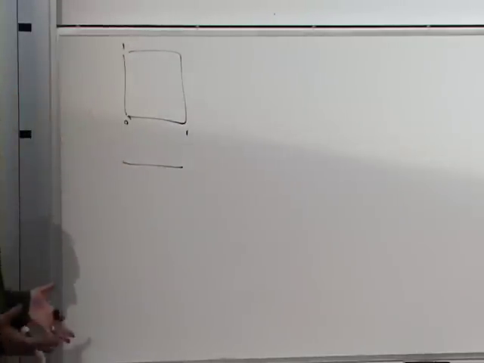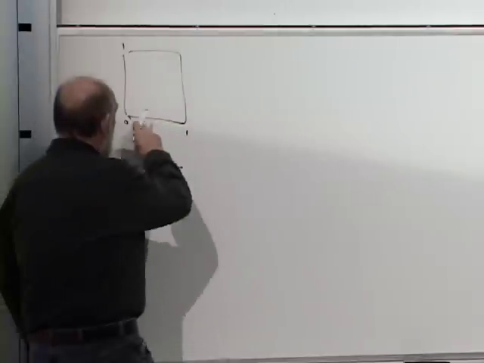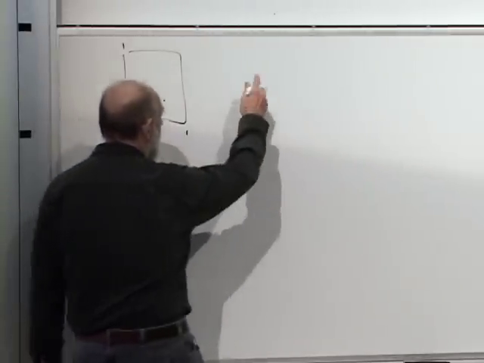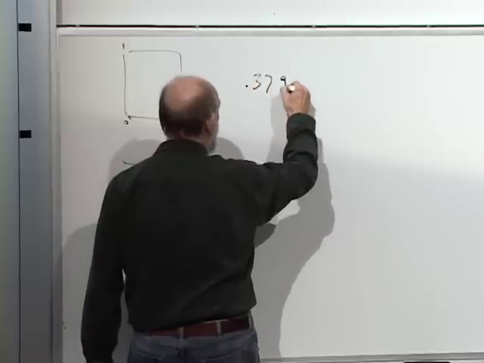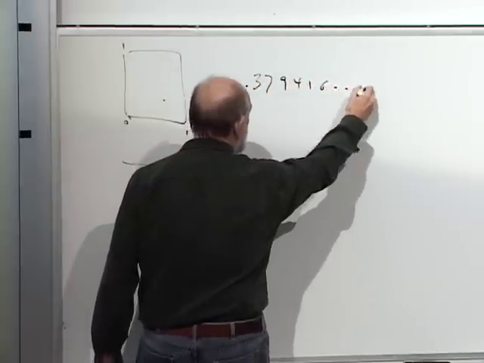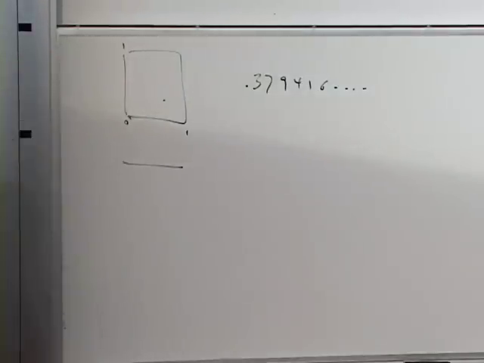Okay, can we do that? Can we really do that? Yes. Take the two-dimensional point and characterize it by a real number. A real number means a decimal, 0.379416, blah, blah, blah. If it's a rational number, then it's a repeating decimal. If it's an irrational number, it's a non-repeating decimal, and so forth.